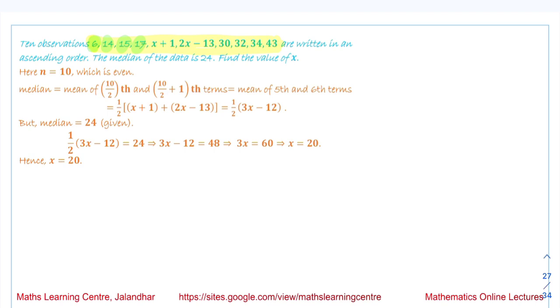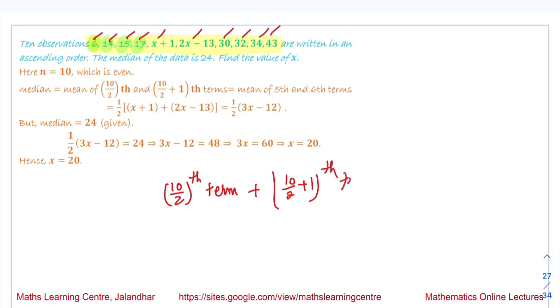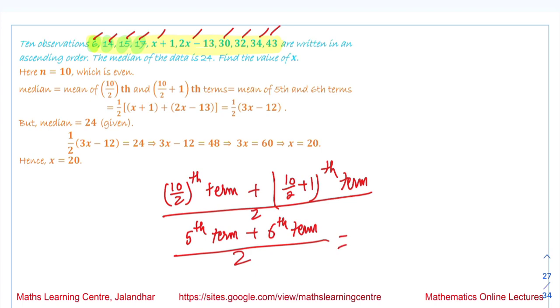So we have a total of 10 observations. This is 1, 2, 3, 4, 5, 6, 7, 8, 9 and 10 observations. So it means the median will be the 10 by 2th term plus the 10 by 2 plus 1th term, divided by 2. So it is the 5th term plus the 6th term, divided by 2. Now what is the 5th term? This is 1st, 2nd, 3rd, 4th, 5th term is x plus 1.